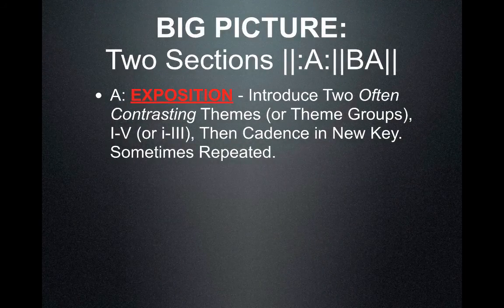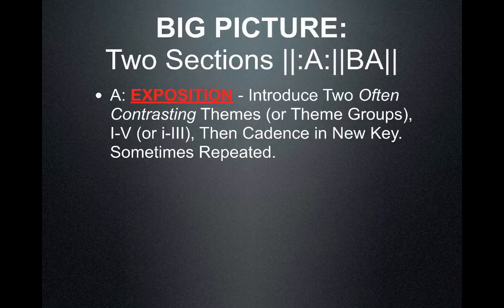The sections in the Sonata Allegro form: the introductory section is called the exposition. Often there are two contrasting themes or theme groups presented. There might be a very active one and then a very lyric one. If it is a major key Sonata Allegro form, the first theme would be in the key of the tonic and the second theme would be in the key of the dominant.